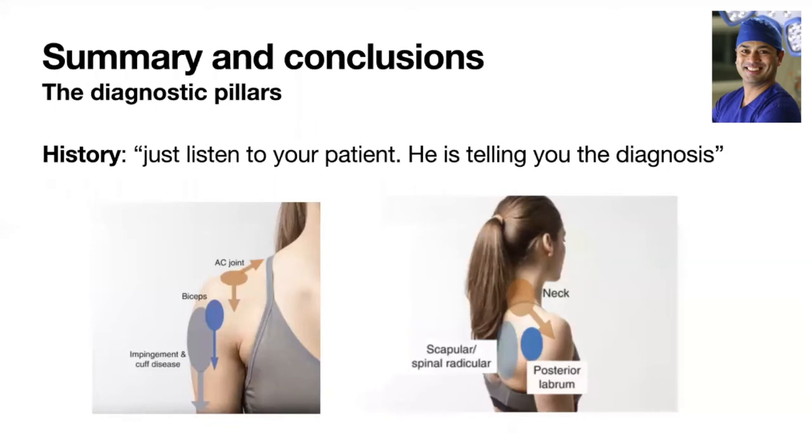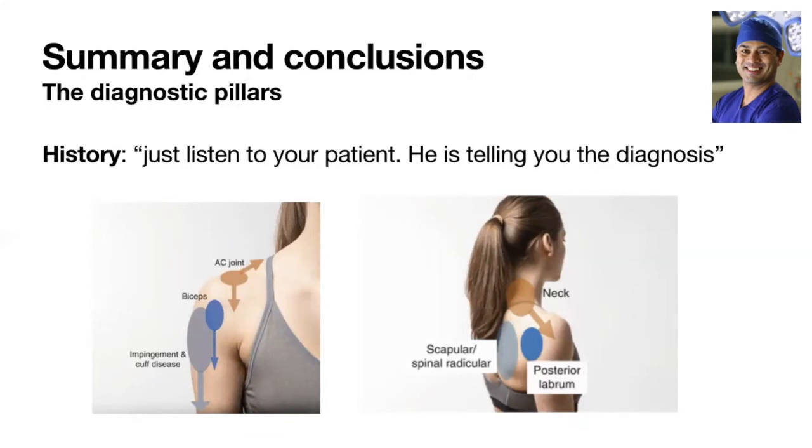So the summary here is the diagnostic pillars of orthopedic assessment, and the shoulder and elbow are the same, is take a good history. You don't have to ask specific questions, just listen to your patient. They're telling you the diagnosis most of the time.